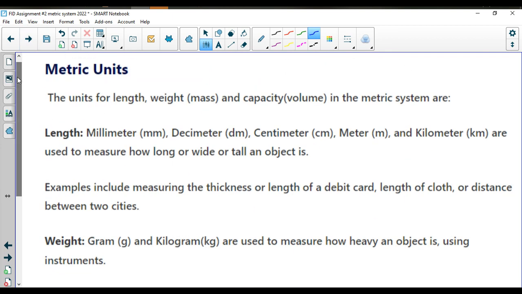Metric units, we have a whole bunch of different prefixes that happen with metric units, and we're going to kind of break those down in just a second. But with length, you can see millimeter, decimeter, centimeter, meter, kilometer. We can also see decameter. It's just not as widely used, but we'll actually see that and we'll work with it in some of our conversions today. So length, you can obviously tell how long or wide or tall an object is.